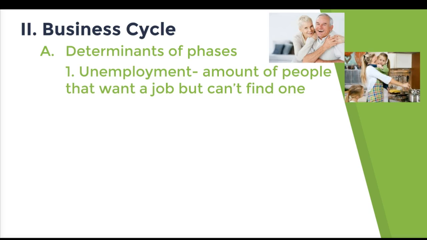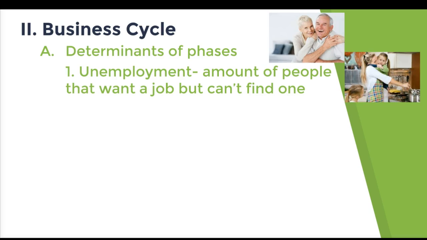Now, can unemployment ever reach 0%? No. It can never reach 0%. You can never have 100% of the labor force employed. Part of the reason is the fact that there are always going to be people that are in flux. There are always going to be people in between jobs.